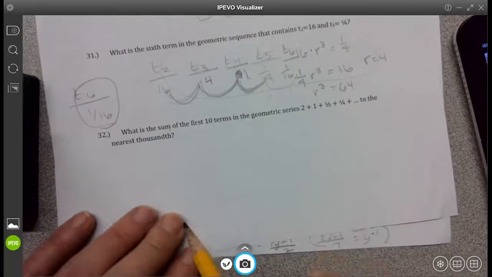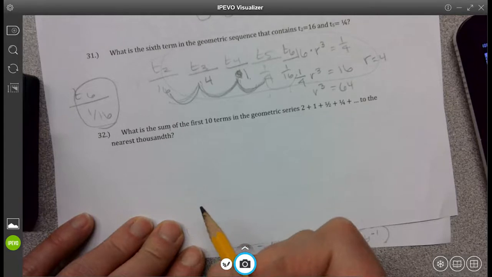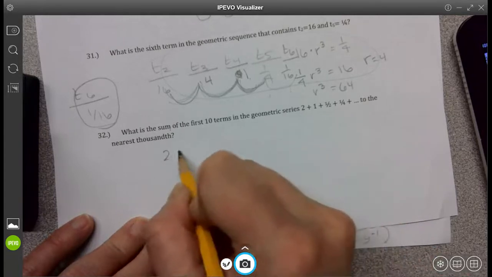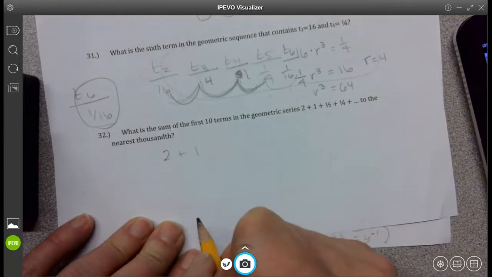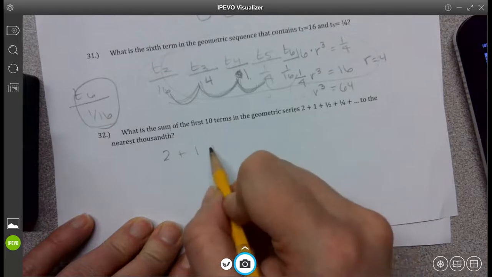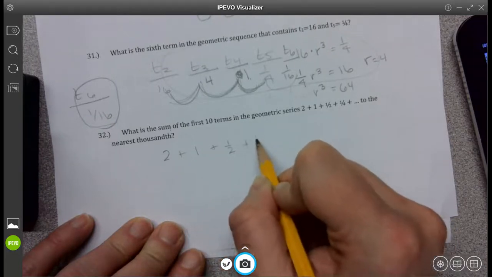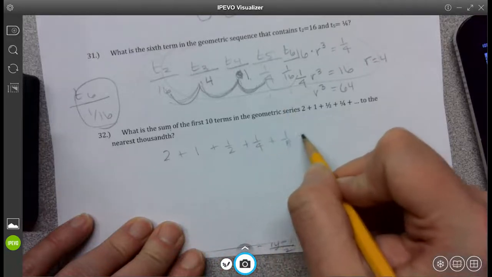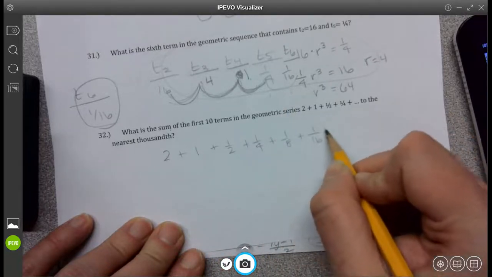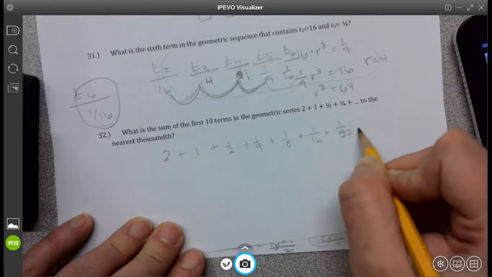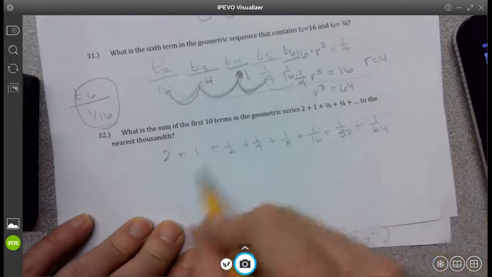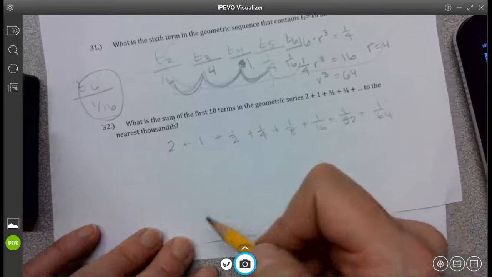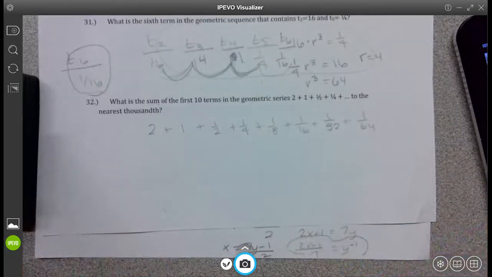Okay. What is the sum of the first 10 terms in the geometric sequence? You could figure out the first 10 terms, or you could use the formula. We could do it either way. You keep cutting it in half, you keep cutting it in half, you keep cutting it in half. And then you could add it up together, or you could use the formula. Now let me go grab the formula.